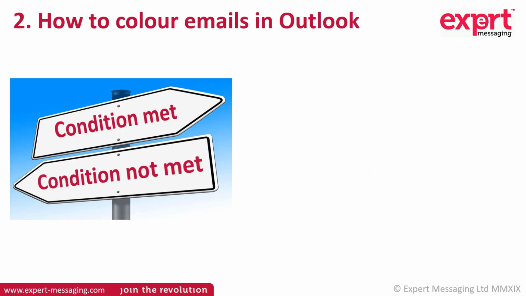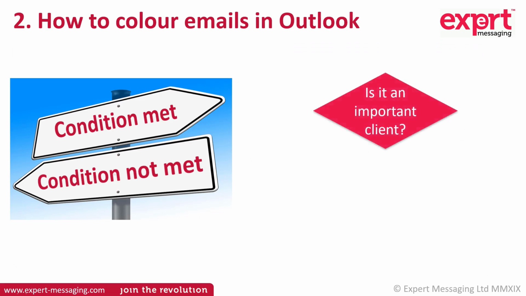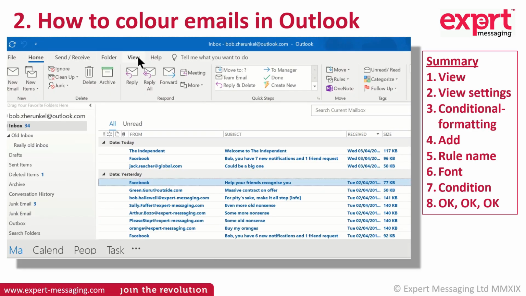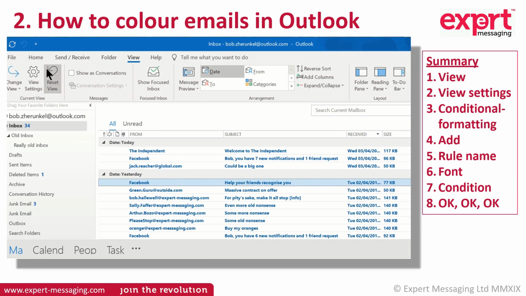2. How to color emails in Outlook. We're going to set up a condition, and if that condition is met, we'll display those emails in a different font or color. We save the condition and the colorful font as a rule. On the main menu, choose the View tab, then click on View Settings.